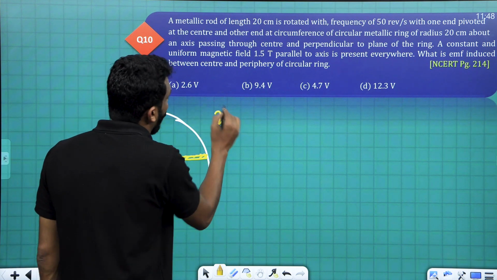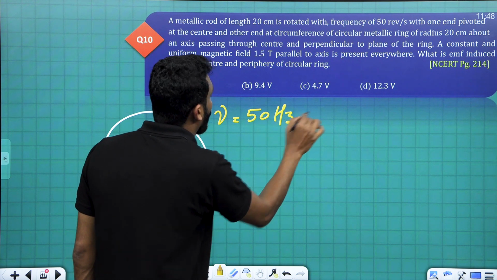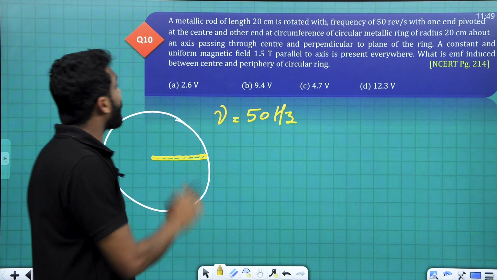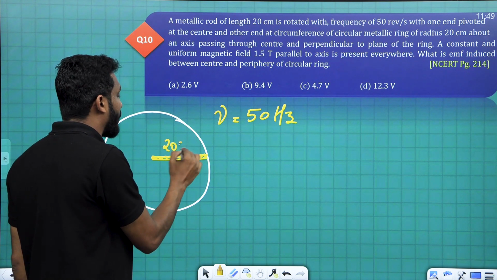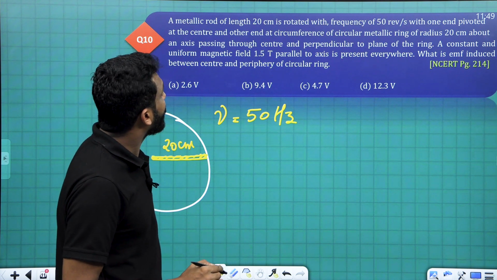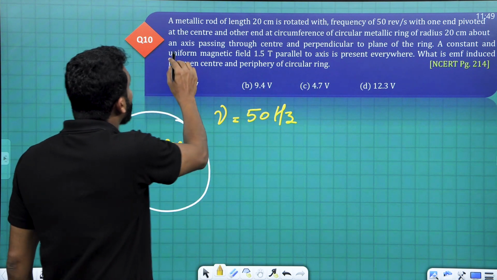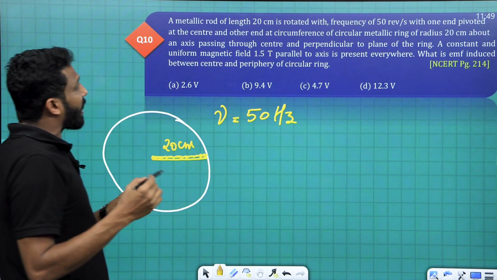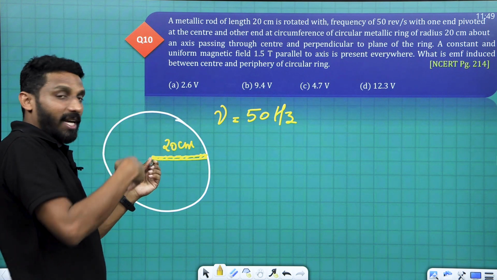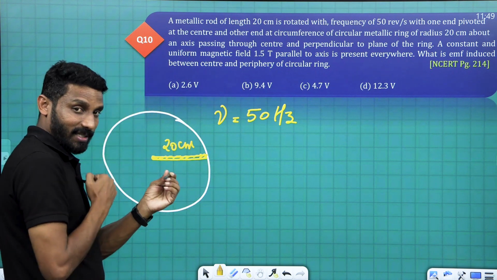with a frequency of 50 revolutions per second. That is also called hertz. The length of the rod is 20 centimeter. That is, the radius of the circle is 20 centimeter. Now, this rotation is about an axis passing through the center and perpendicular to the plane of the ring. The rotation is based on this axis. Yes. This is the rotation. So that is based on this axis. Good.